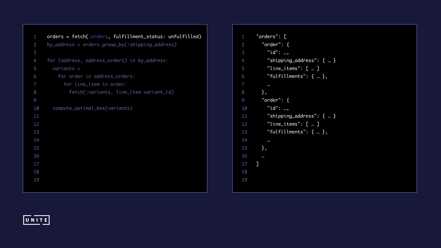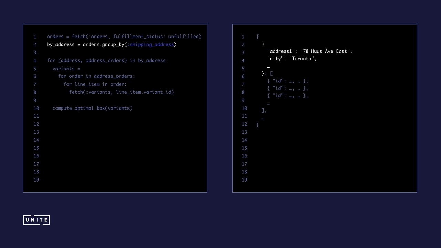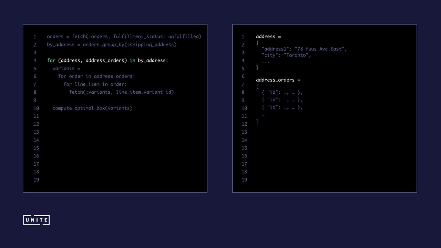In this first line, we make an API call to the orders endpoint to fetch the set of unfulfilled orders. And we receive the JSON on the right. One of the fields in order is shipping address, and that is a key that we can group on. We perform the grouping, and we now have the hash on the right. The key here is the shipping address, and the value is the list of orders going to that shipping address. And now we can iterate through those.